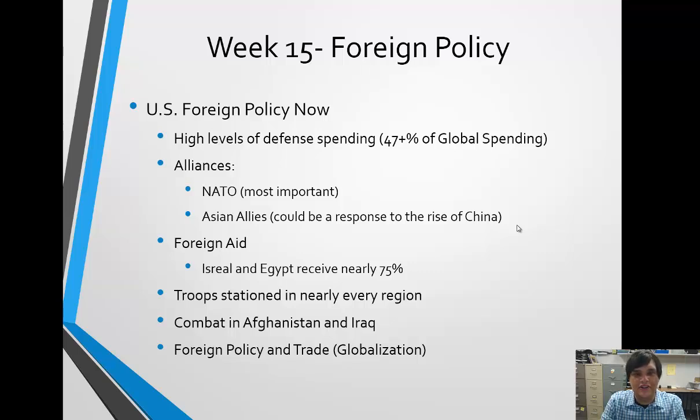The U.S. foreign policy is overreaching now. We've really embraced the idea of internationalism and being involved in almost nearly every region in the world. We've continued combat in Afghanistan and Iraq, and there's also a number of other countries which may seem to threaten U.S. foreign policy in which the U.S. is very involved. And then finally, foreign policy has really tried to focus on trade more recently.